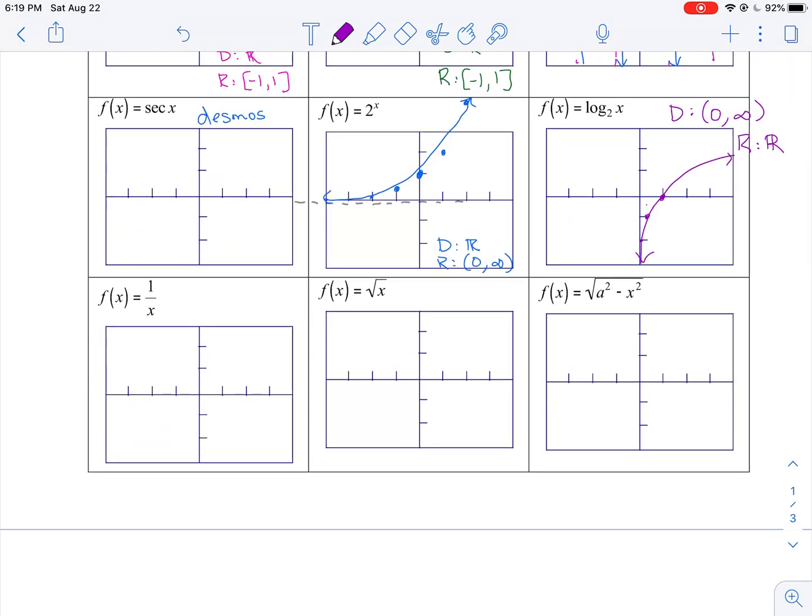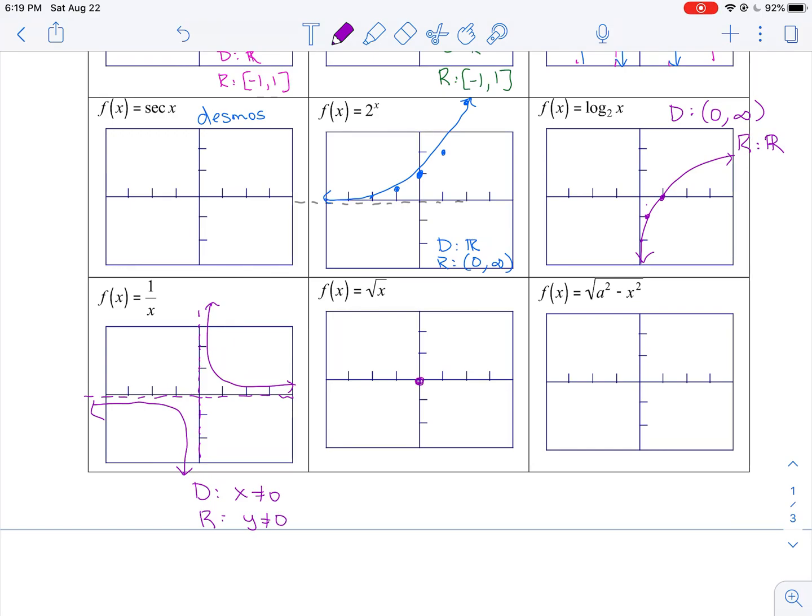1 over x is a rational function. They have asymptotes. We'll review how to graph rational functions soon, but for right now, x can't equal 0 and y can't equal 0 on this rational function. And then it just kind of looks like sideways parabolas in the first and third quadrant. Its domain is x can't equal 0, and its range is y can't equal 0.